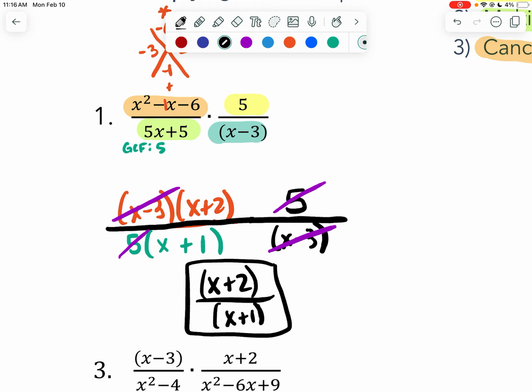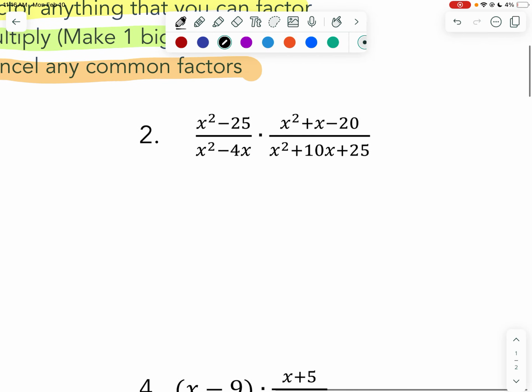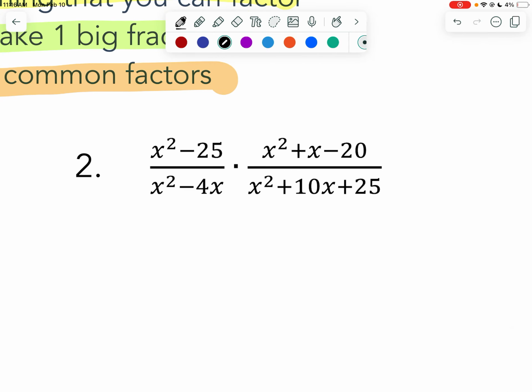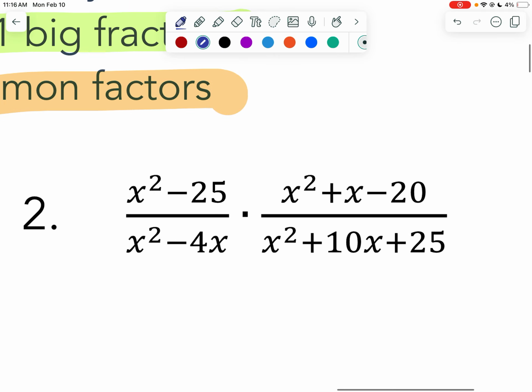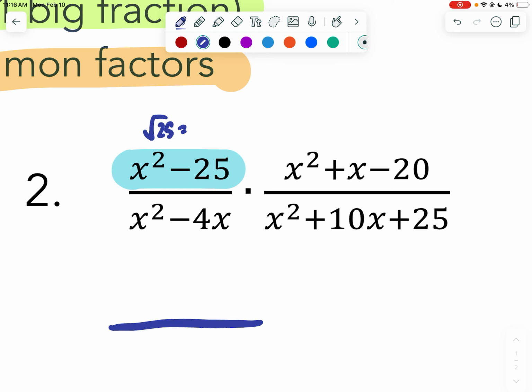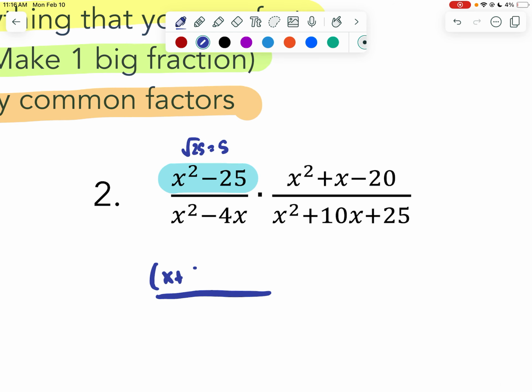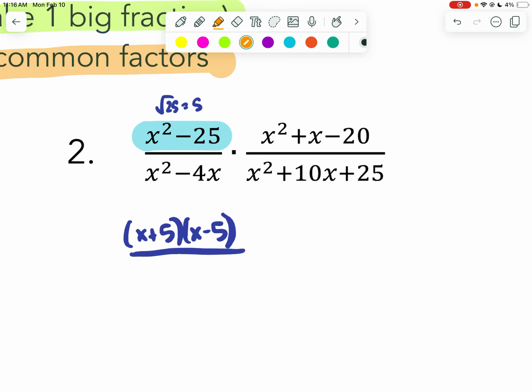Okay, so let's do another one. So number 2, again, I have all 4 of these parts, so I'm just going to look at them all separately and factor what I can. Okay, so x squared minus 25, that's difference of squares. Square root of 25 is 5, and it's a minus. So this is x plus 5, x minus 5. Okay, the bottom of that one, x squared minus 4x. It's only 2 terms. I can do a GCF there. Both those terms have an x in them, so I can take an x out. So x times x is x squared, and then minus 4.